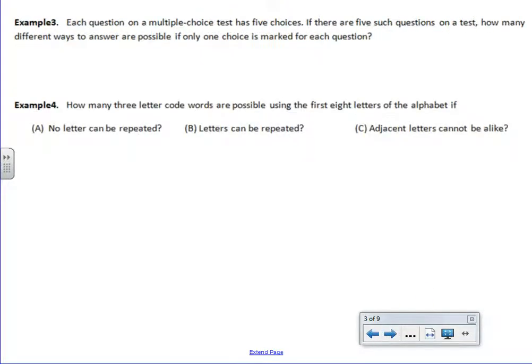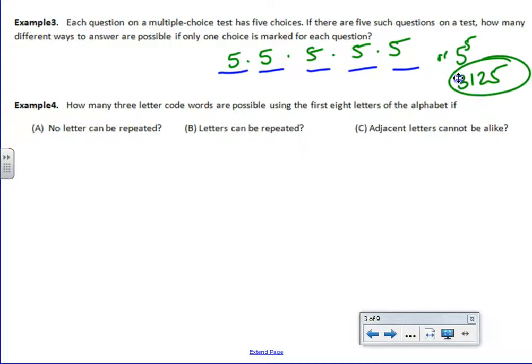Each question on a multiple choice test has 5 choices. There are 5 questions on the test. So again, 5 questions, and then for each question, there's 5 different outcomes. So 5 times 5 times 5 times 5 times 5, kind of like an ACT test. And you could type that in, or you could say 5 to the fifth power, and it gets 3,125 different ways that you could answer that 5 question test. Now imagine if it was a 60 question ACT test. There's a lot of different ways to answer it. That's why we don't guess, unless we have to.